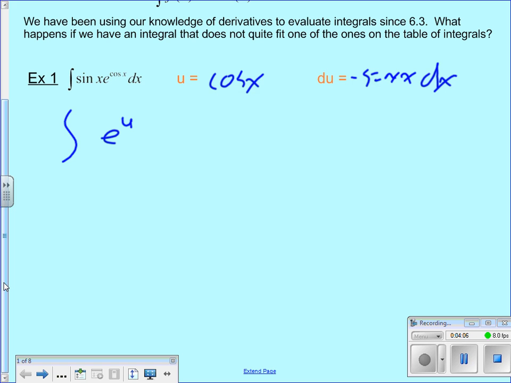Okay. So I have replaced cosine x with u, so now I have e to the u. But I still have other stuff in here I need to get rid of. I need to specifically get rid of sine x dx. Well, I almost have sine x dx, don't I? I don't have sine x dx, but I have almost sine x dx. What do I need to do? Make it positive. Multiply both sides by -1. Negative du is equal to sine x dx. Now I can take the sine x dx and replace it with negative du.